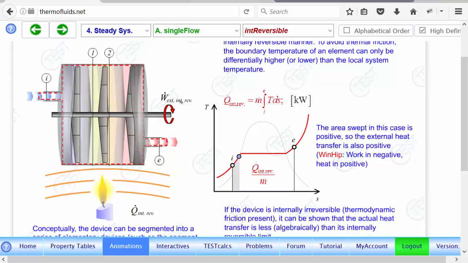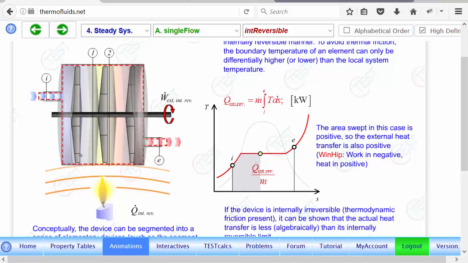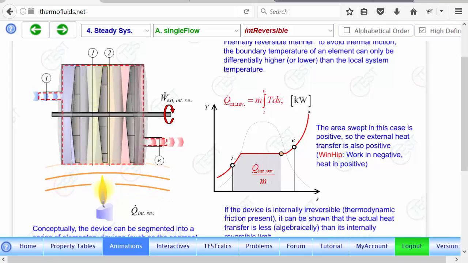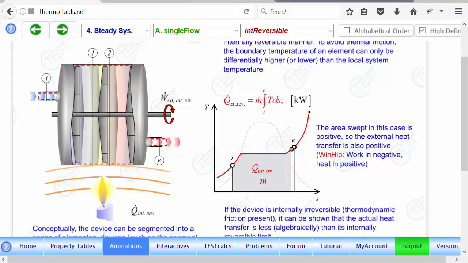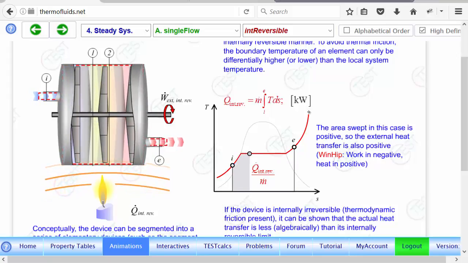We also will assume the system is internally reversible. That means there is no friction inside the device. And in the TS diagram, we are just arbitrarily showing a phase change fluid, but the fluid doesn't have to be a phase change fluid. It could be gas or any other flow or liquid.